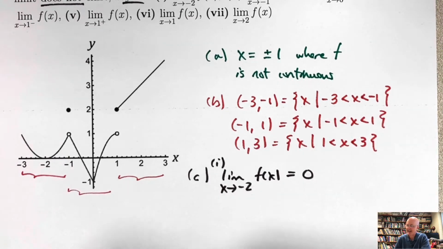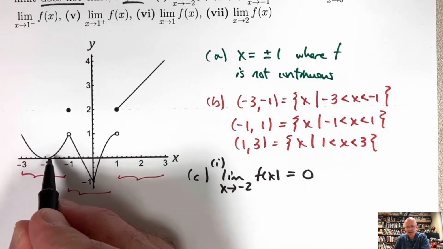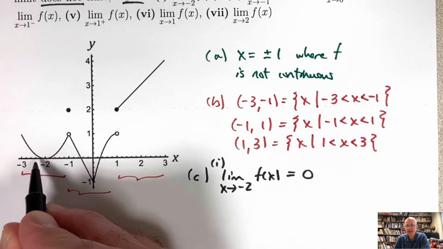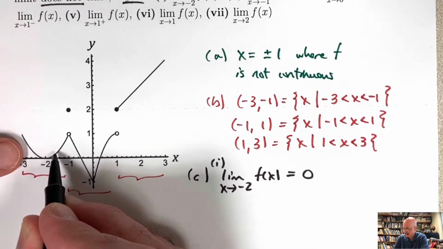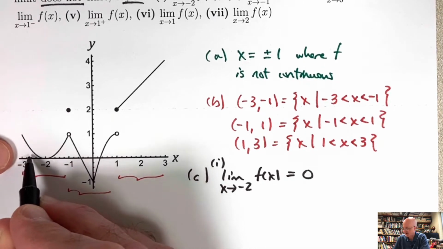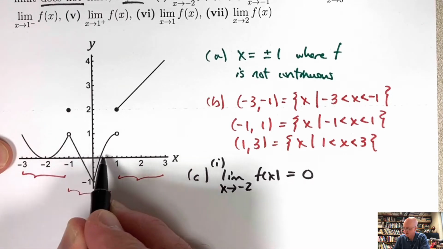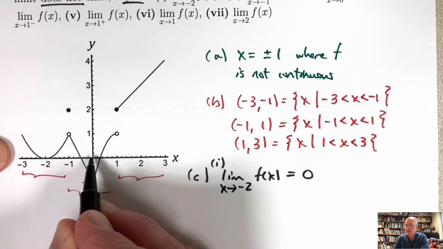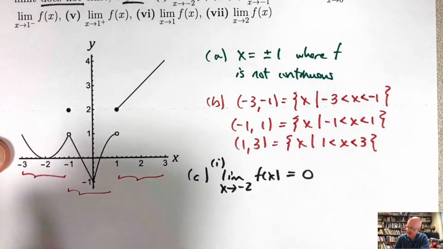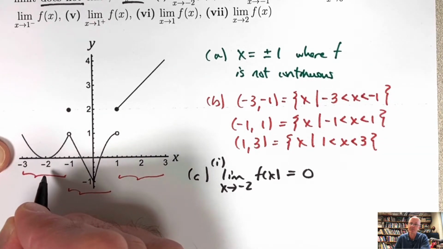Say it again. The function values as x gets closer and closer to -2 without actually equaling -2 are the second coordinates of these points on this graph, and they are getting closer and closer to 0. Their y values are getting closer and closer to 0 without actually equaling 0 unless x actually equals -2.